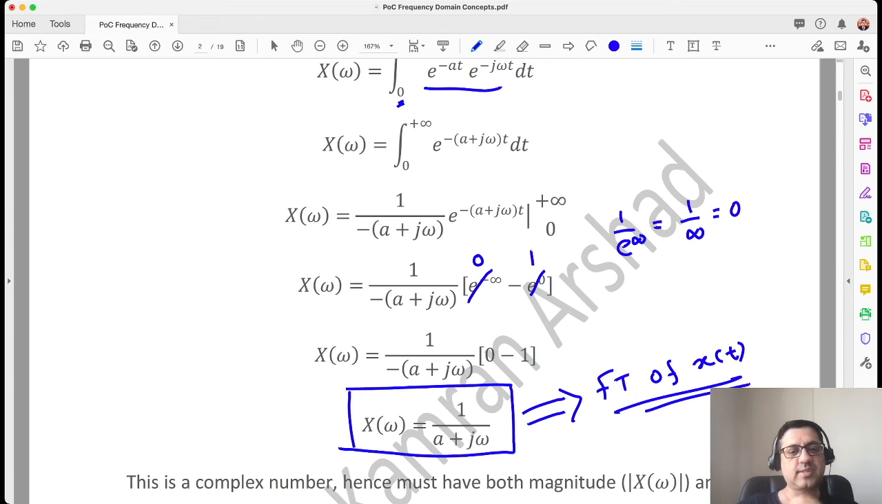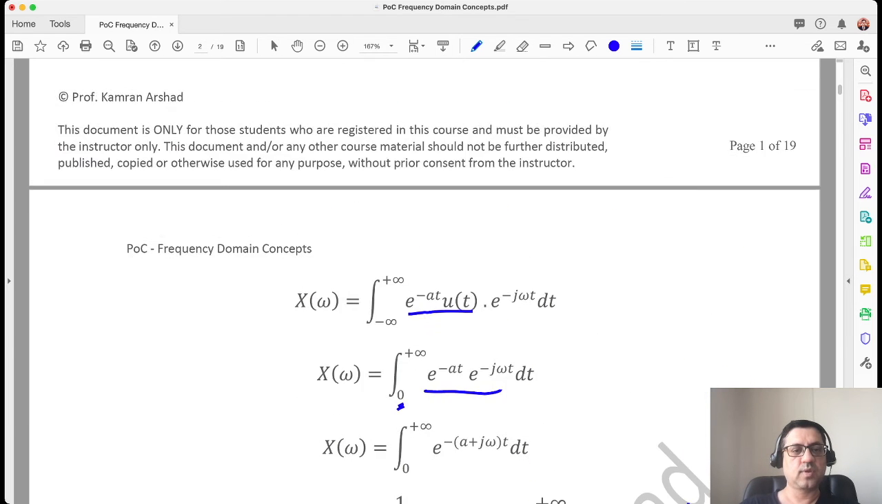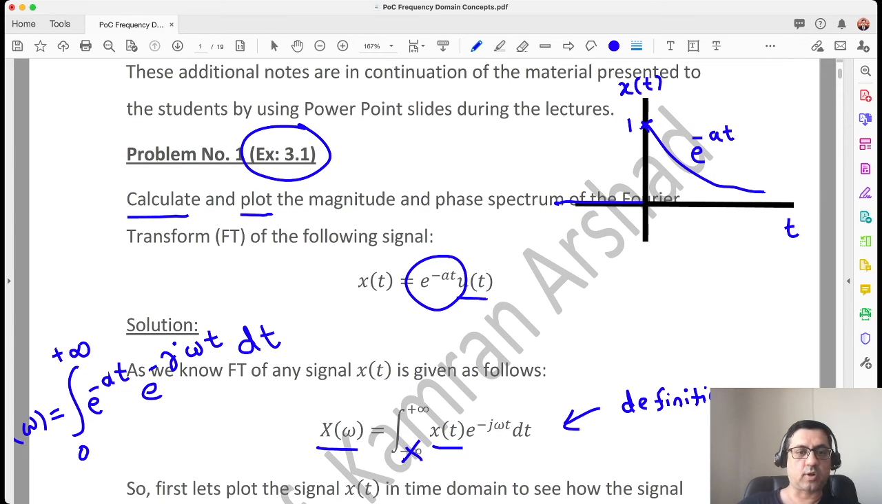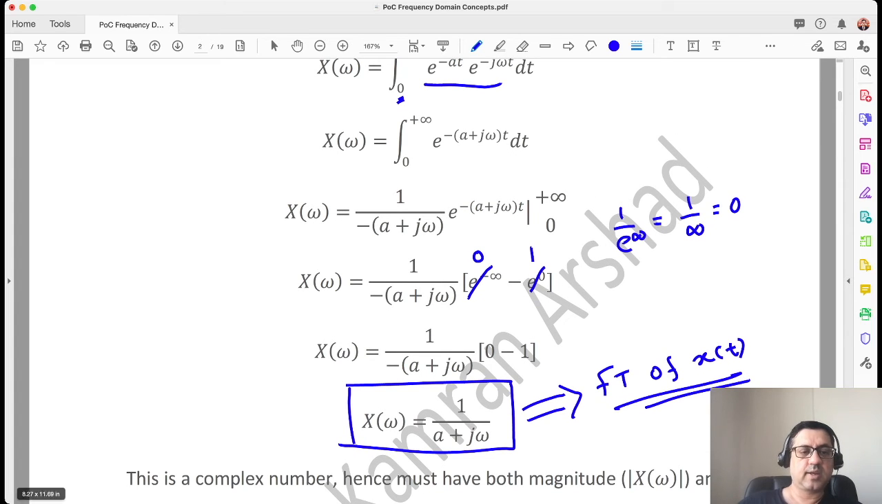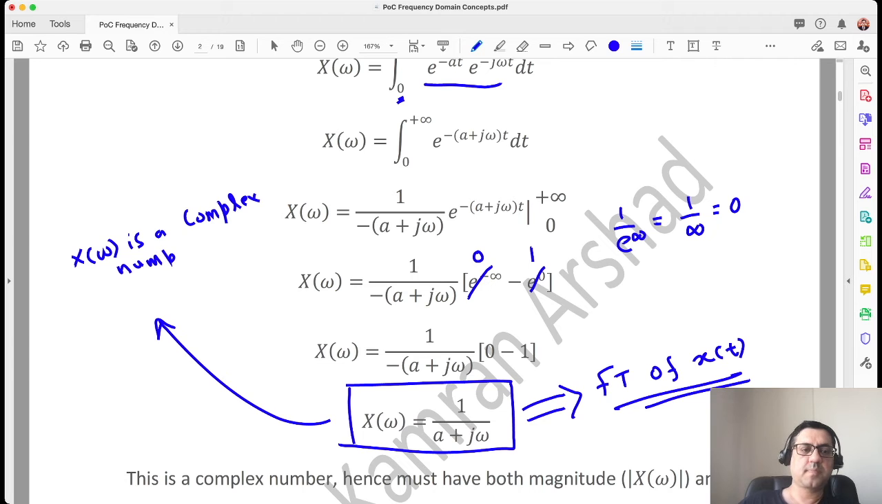So that's why in the question they ask you to calculate and then plot the magnitude and phase spectrum. Now what is meant by magnitude and phase spectrum? You can see very clearly here that your X of omega is a complex number, right? Why? Yes, very good, because of this j. So j is a complex number, so 1 over a plus j omega is a complex number, and when we have a complex number, we need its amplitude and we need its phase.